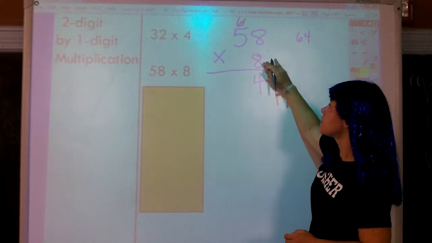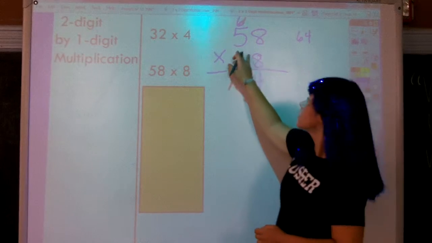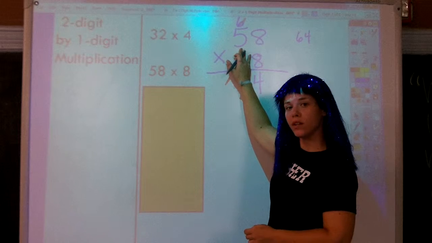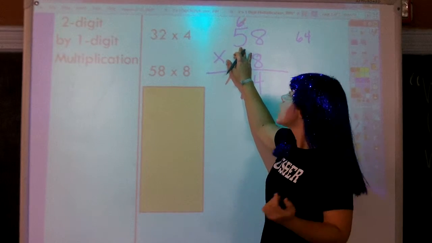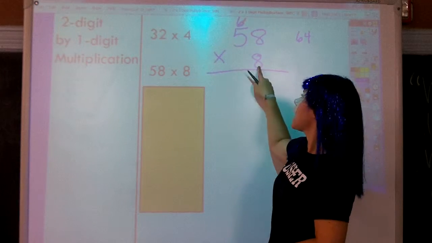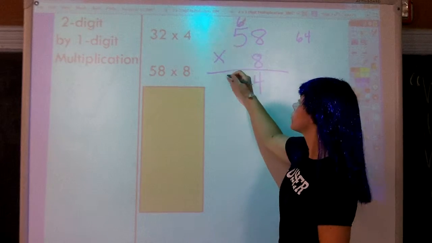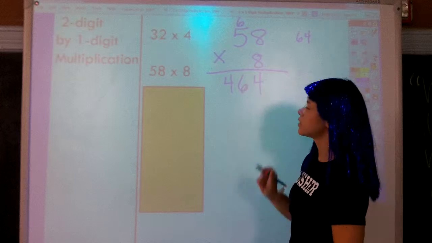The next step is to multiply 8 times 5. 8 times 5 is 40, and now I add how much I regrouped. 8 times 5 is 40, plus 6 is 46.